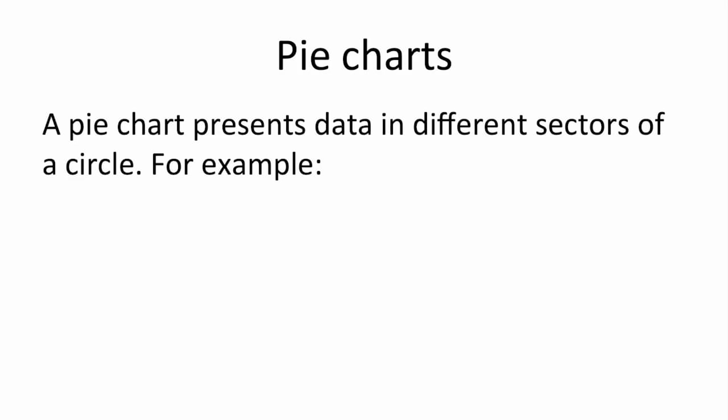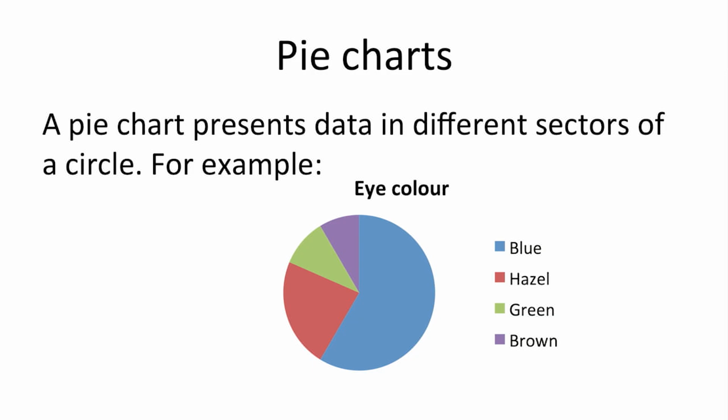Let's look at now pie charts. Our pie chart presents data in different sectors of a circle, as you well know. So for example, here in an eye colour pie chart, we would have that particular sector in blue representing the students with blue eyes, the red section representing hazel, green section representing people with green eyes, and the purple section representing those students with brown eyes.